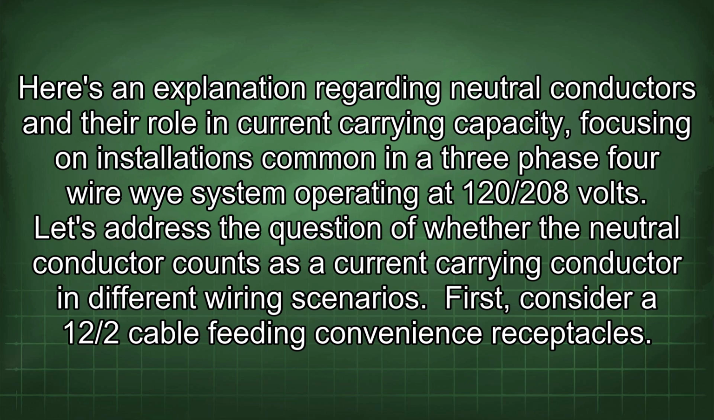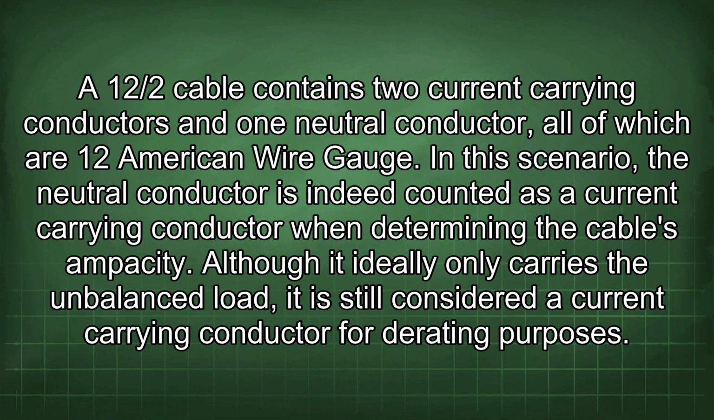First, consider a 12/2 cable feeding convenience receptacles. A 12/2 cable contains two current carrying conductors and one neutral conductor, all of which are 12 American wire gauge. In this scenario, the neutral conductor is indeed counted as a current carrying conductor when determining the cable's ampacity.